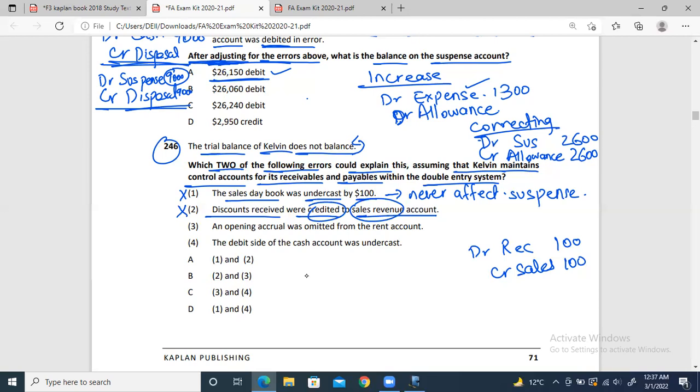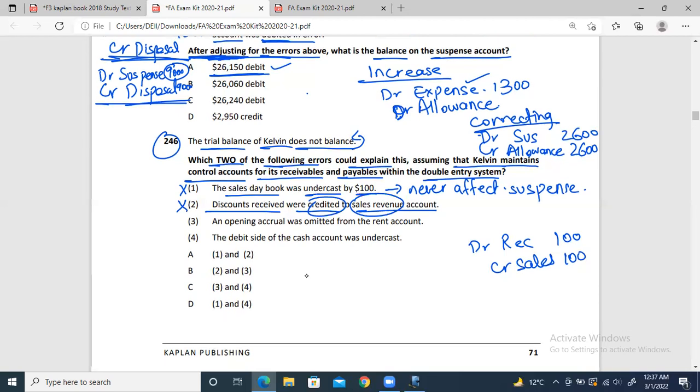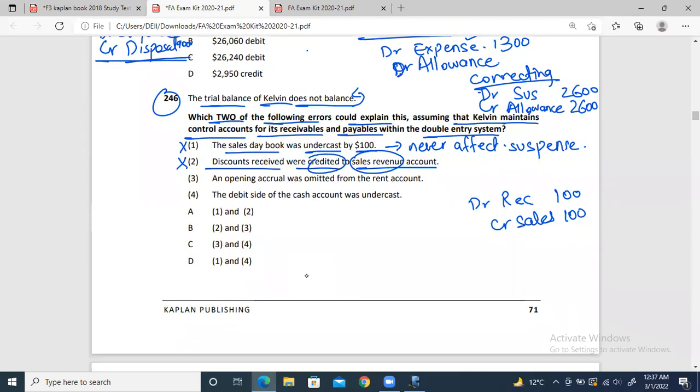When there is a discount received, how is the double entry made? Let me tell you the double entry once again. Discount received is connected with payables, purchase. A settlement discount entry is made whenever cash is paid. So we credit cash, then we debit payable. This was a normal entry.